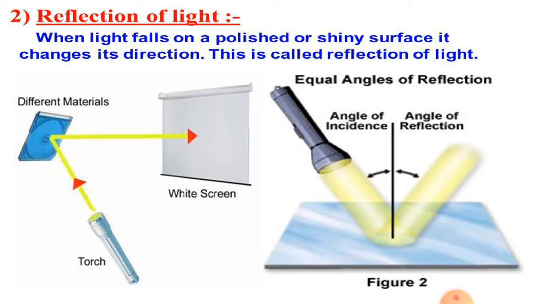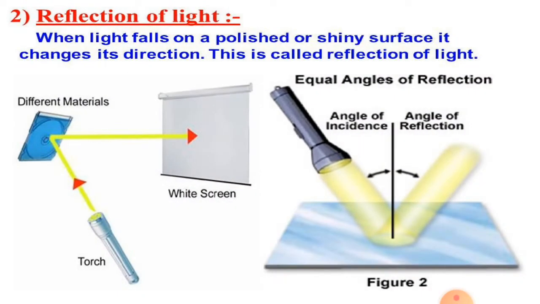Now we are going to know what is incident ray, what is point of incidence, what is reflected ray, what is normal, what is angle of incidence, and what is angle of reflection. So one by one we are going to know about all these things.